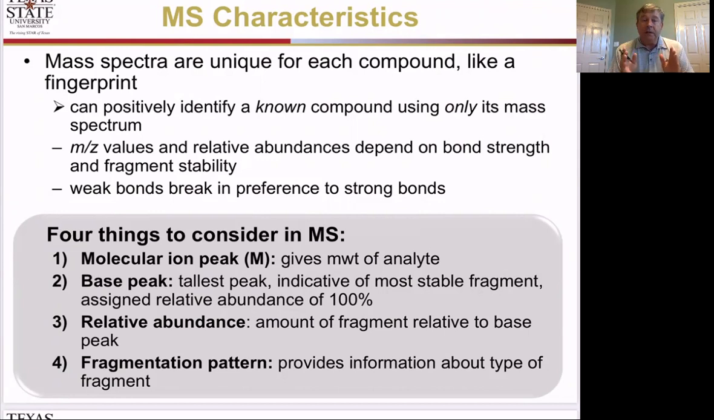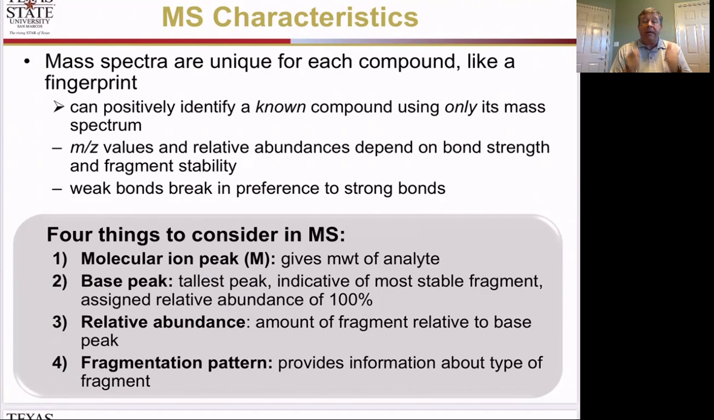And the reason we can do that is there are four things that determine the spectrum we get from our mass spectrometry. Okay, number one is the molecular ion peak, which gives us the molecular weight, because it's just the radical cation of the molecular ion. So we haven't taken off any mass, and that gives us the molecular ion peak.